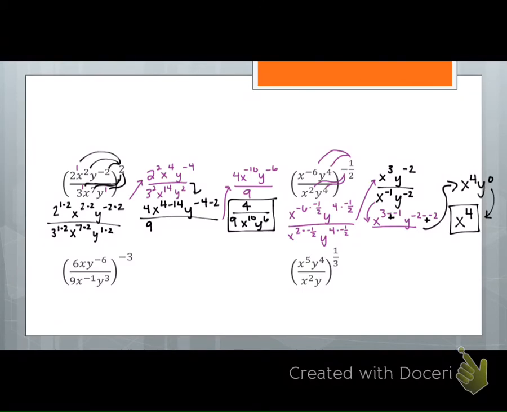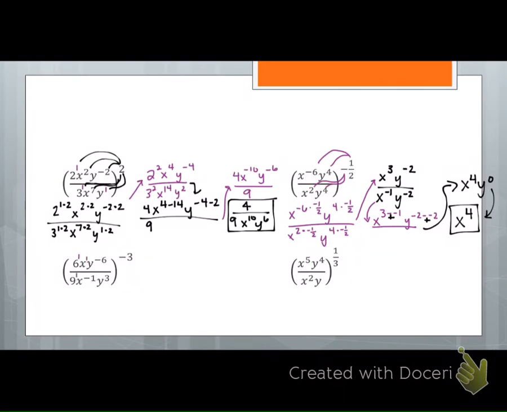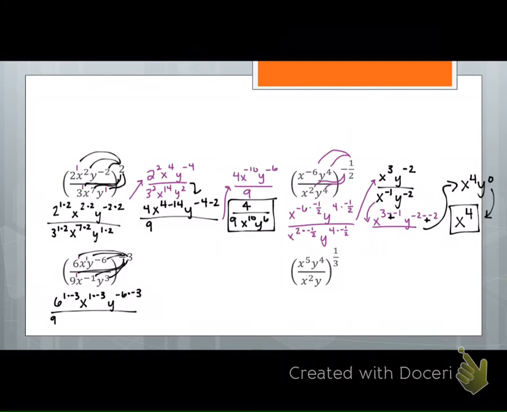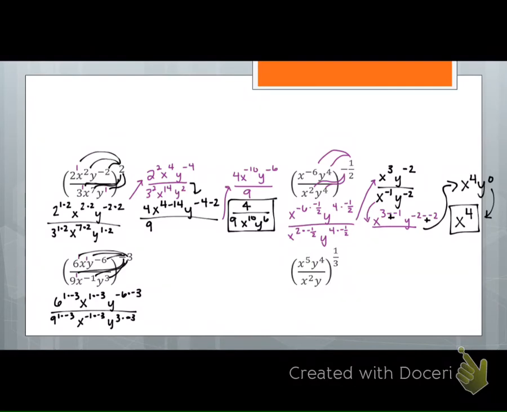Okay, what is the number? What is the exponent on 6 and 9? It will be -3. So we give the -3 to everything in the numerator and denominator. So I have 6 to the 1st times -3, x to the 1 times -3, y to the -6 times -3, all over 9 times 1, x to the -1 times -3, and y to the 3rd times -3. So go ahead and get that all written down, because I go faster in that part, so I'm sorry.